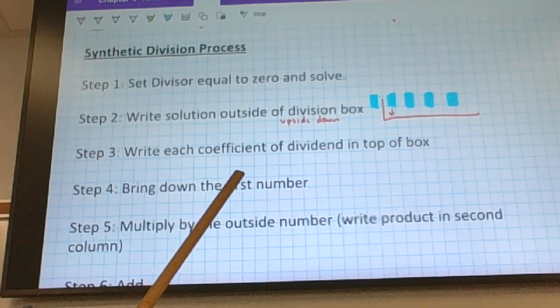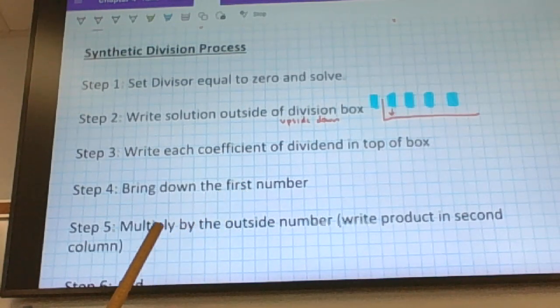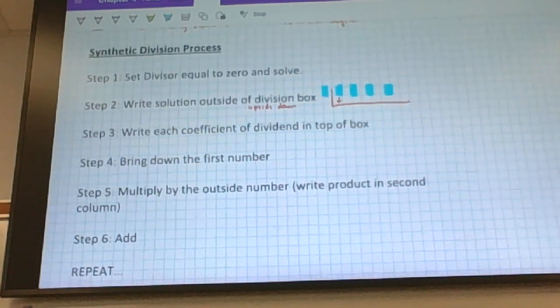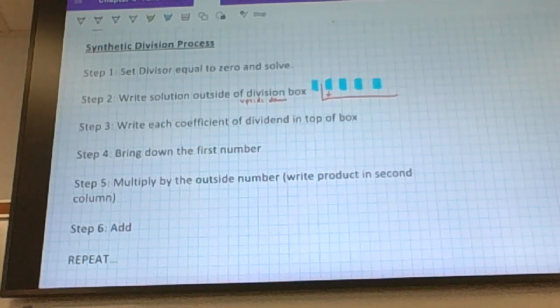You bring down the first number, and then you multiply the outside number from whatever is brought down, and then you write the product in the second column. You add and repeat, and that's the process. It's so fast. I said 4 times quicker, but I bet I'm like 10 times quicker since I did the long division. Mental math.